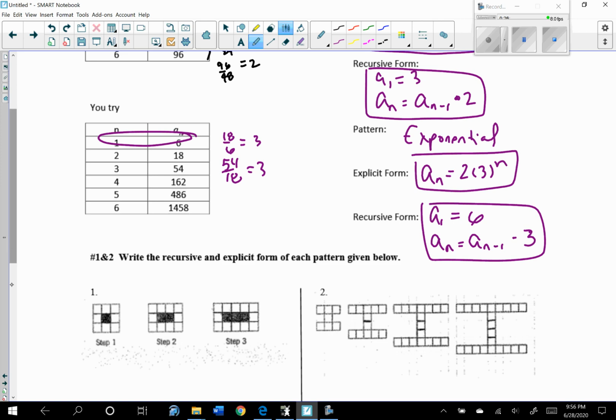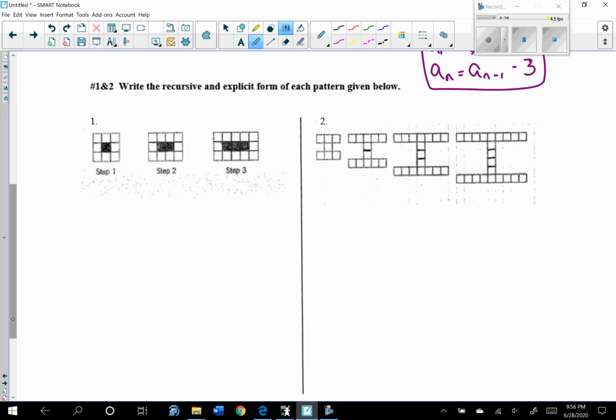All right, so the next one in 2, it says write the recursive and explicit form of each pattern below. So go ahead and pause the video and see if you can do these on your own. When you're done, you can unpause to check your work.